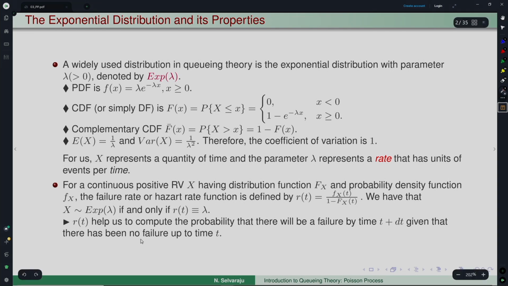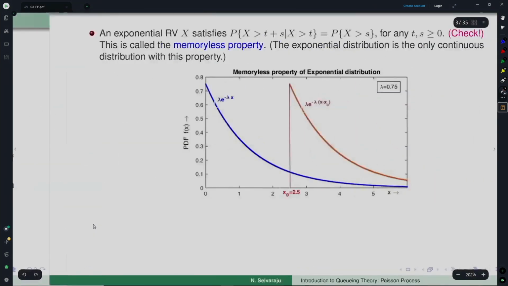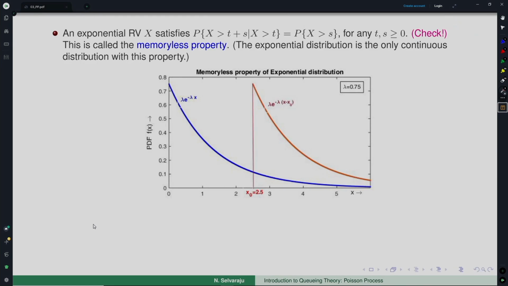What it does is that it helps us compute the probability that there will be a failure by time t plus delta t, given that there has been no failure up to time t. That is what this quantity will help us compute, and that is what you would see later. Now, this exponential distribution satisfies this property that is given here.